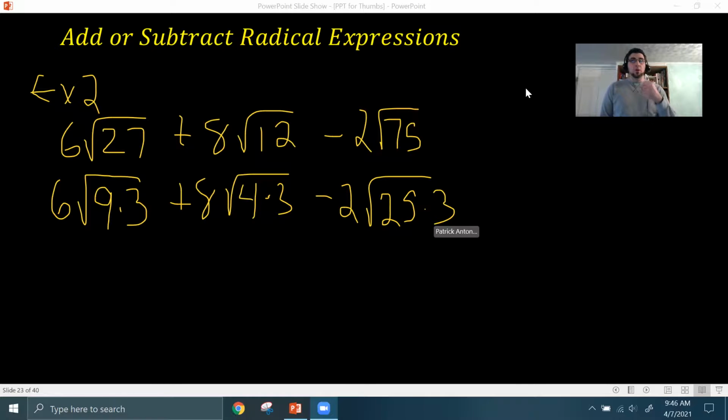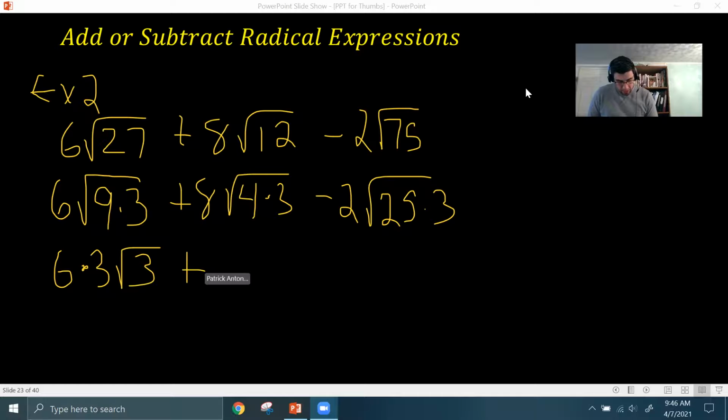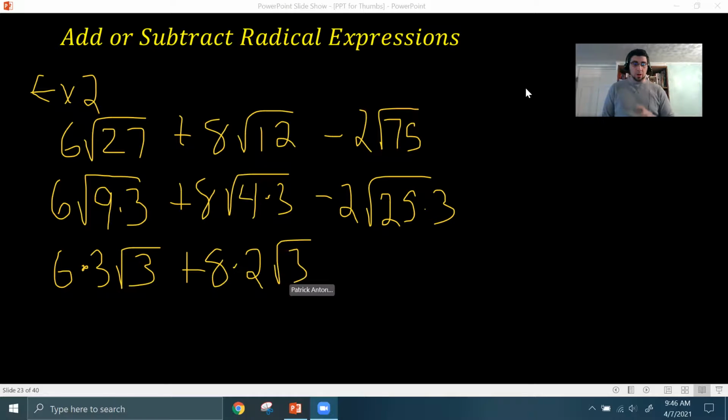Okay, and remember, whenever you have a product inside the square root, you can take the square root of each factor separately. So for the first one, you would have 6 times, now I can take the square root of 9, which is 3, and then the other factor of 3 stays inside. So remember, when you take the square root of a number that's inside the radical, it comes out. Plus 8 times 2 square root of 3, because the square root of 4 is 2.